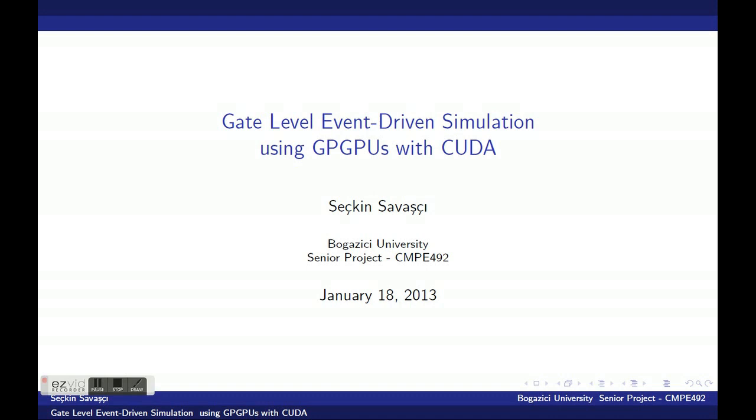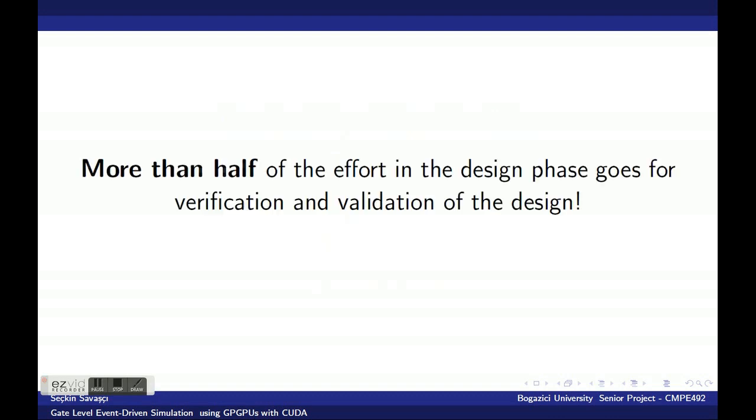My project topic is a gate-level event-driven simulation using GPGPUs with CUDA. So, what is it all about? In digital design, more than half of the effort in the design phase goes to verification and validation of the design. In some of those design phases, we have extensive tool support for verification and validation. But in functional verification, our main toolset is simulation.